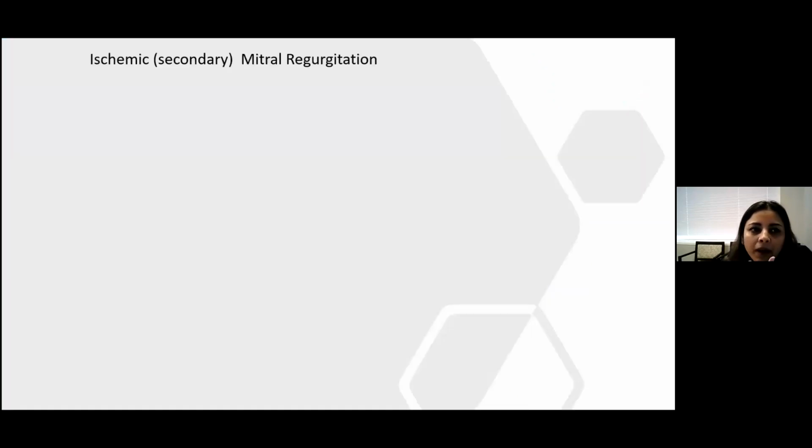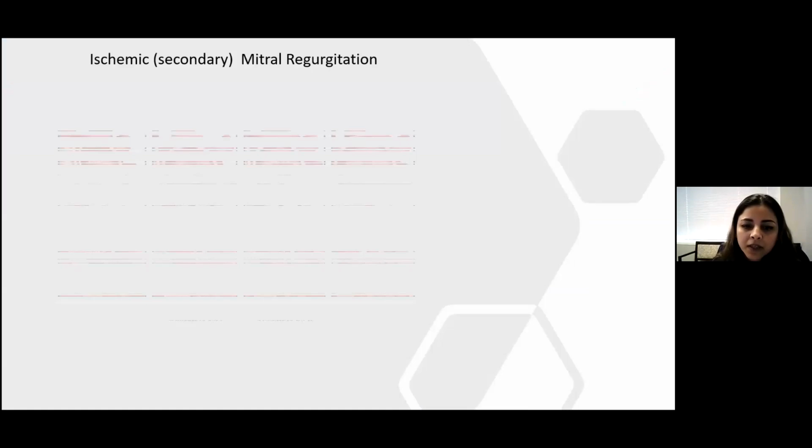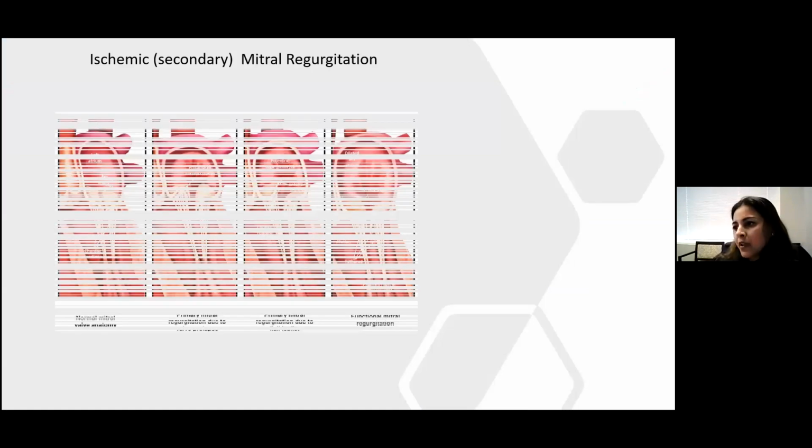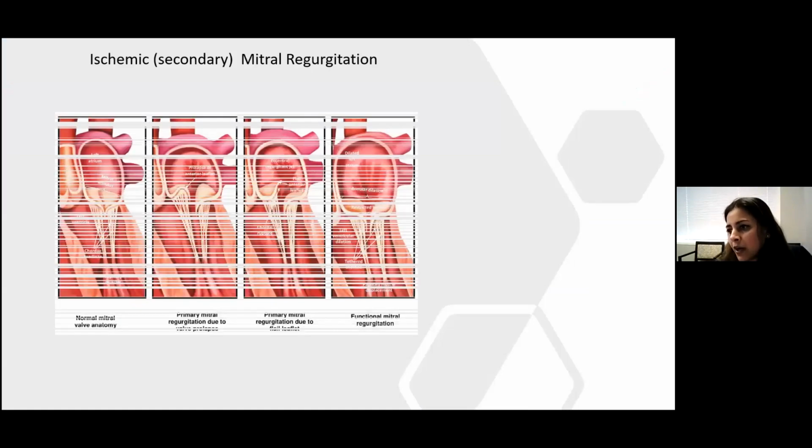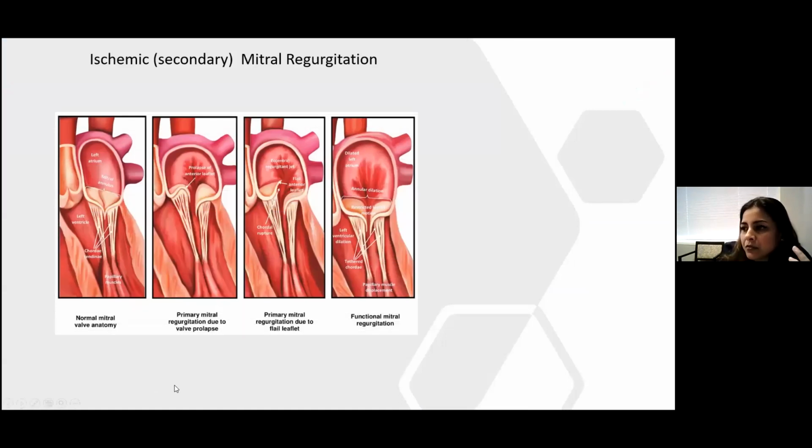So when we talk about ischemic MR, we are just going to talk about ischemic mitral regurgitation here, we're not going to talk about primary MR. There are several pathophysiologies of MR, as we all know. Primary MR is when there is a primary leaflet problem, for example, due to valve prolapse, or due to a flail leaflet.